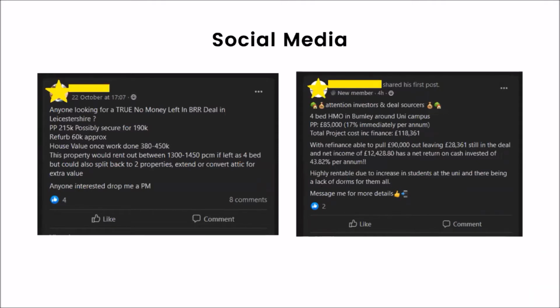Highly rentable due to increase in students at the uni and there being a lack of dorms for them all. Message me for more details. This could be not this person here named posting this. This could be a VA posting for him, okay? Or it could be that the landlord said, I posted something on social media. Can you just check on a daily basis if there's any comments on it and just make sure you pass on whoever is interested, or if there are any inquiries, pass them on to me. It could be simply that, okay?